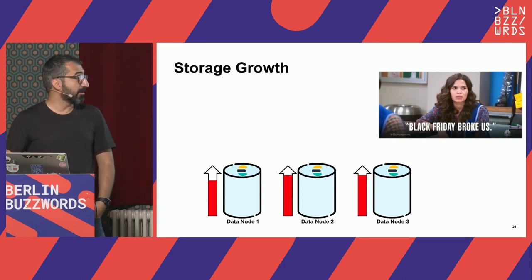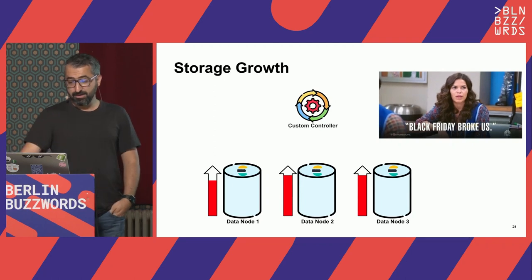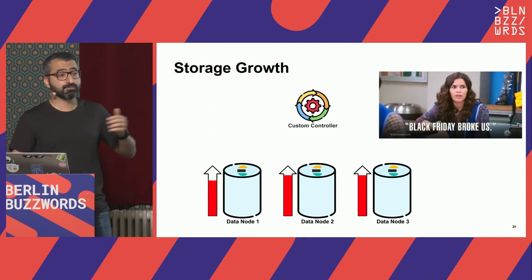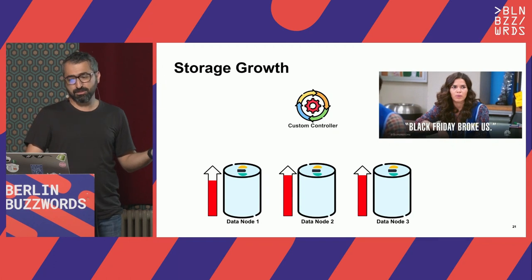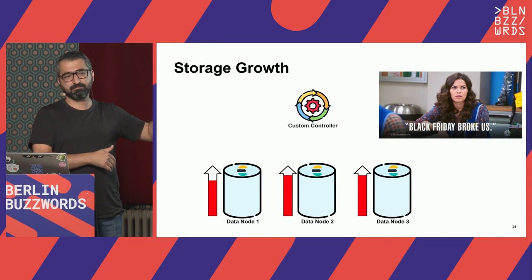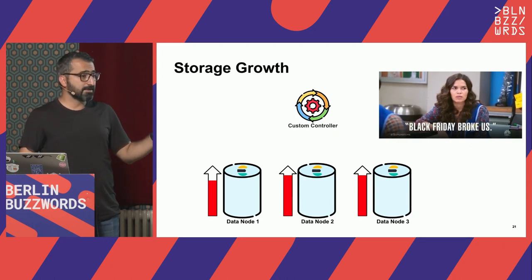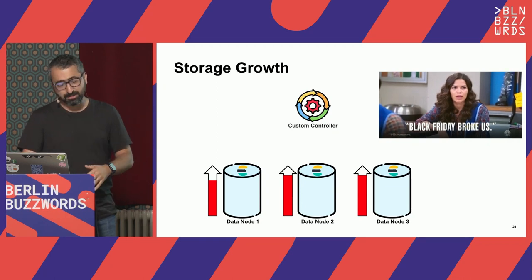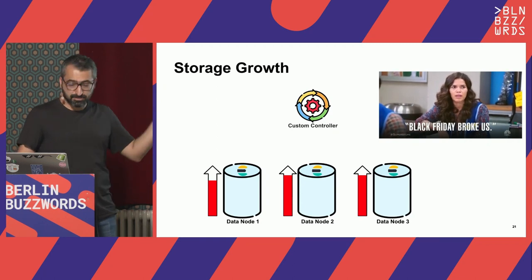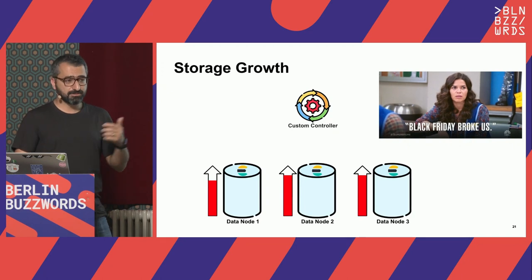Luckily, we have our custom controller that helps with that. Of course, you could pre-provision storage. Pre-provision, put a whole 100 terabytes of storage. You put data in there, but then when your big event is over, you have to scale it down manually, or you have to live with paying that extra bill for the extra storage. That's not really what you want to do. That's a lot of toil for your engineers. That's a lot of work.